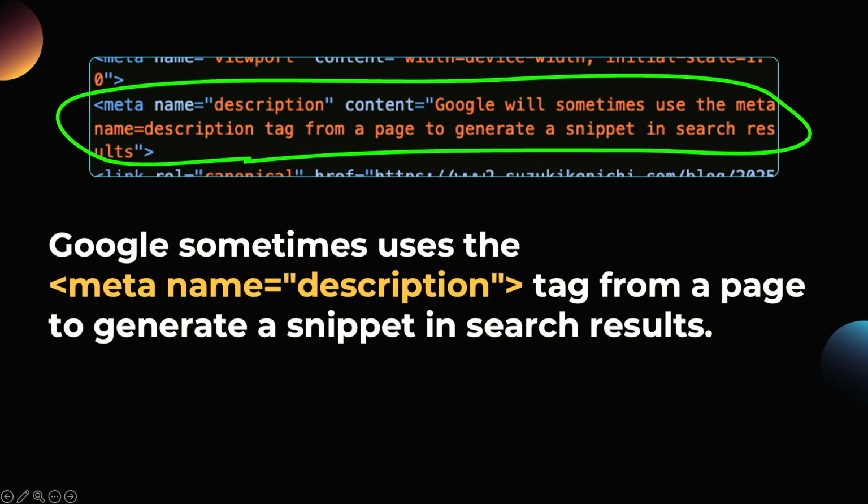So if we can't control the snippet, what can we do? We can at least provide a hint to Google. We do this using the meta description tag. This is a tag in your page's code where you can write a default description for the page. To be clear, Google will still generate its own snippet most of the time. However, it may choose to use the meta description if its system determines that your description is the most relevant and helpful summary for a user's query.